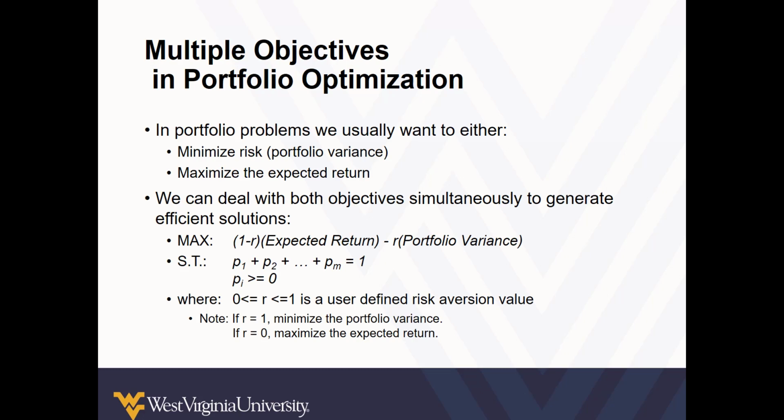So there are 2 different conflicting objectives that can be applied to portfolio selection problems: minimizing risk, or portfolio variance, and maximizing expected returns. And we can apply this concept to portfolio optimization in the problem that we've been working on.